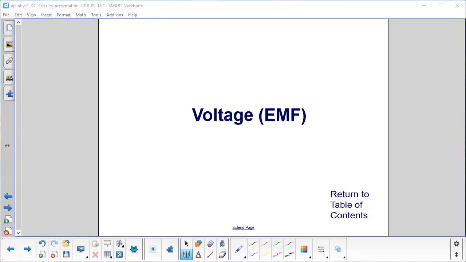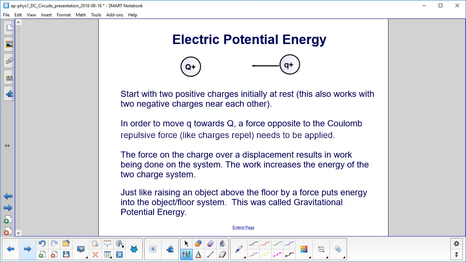Voltage, or electromotive force. We're going to start with electric potential energy. We'll have two positive charges, one over here, one over here. They're initially at rest. We could also use negative charges, but hey, we had to pick one.